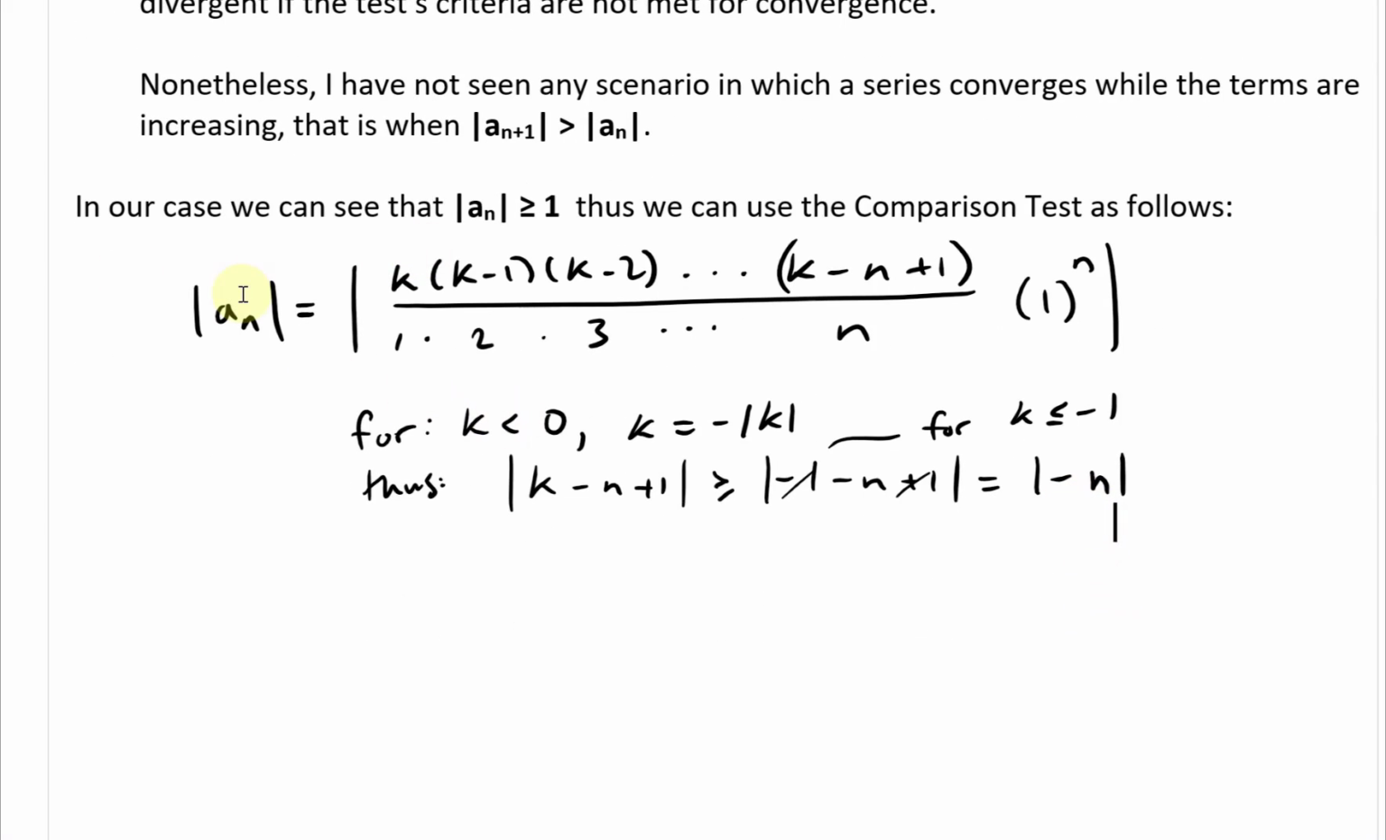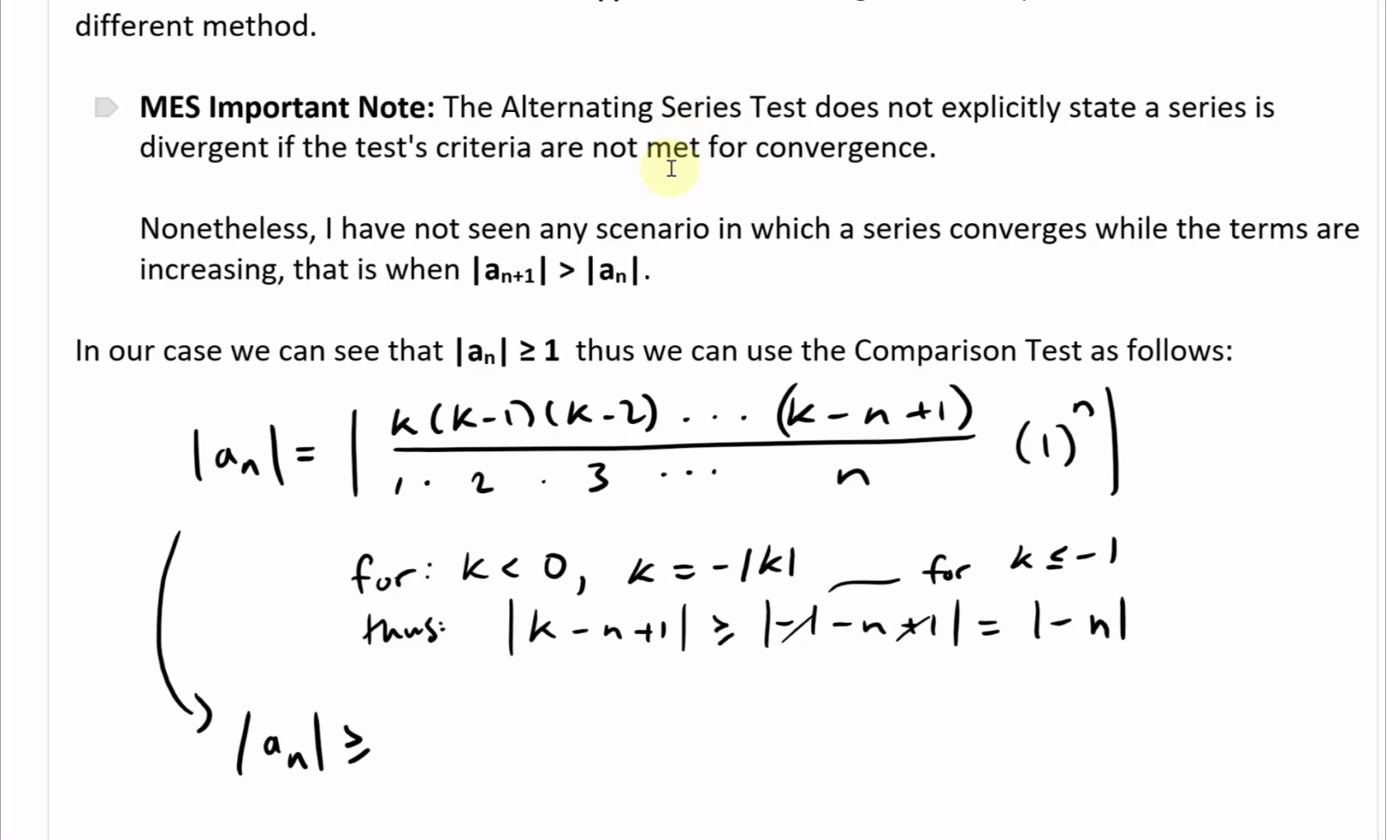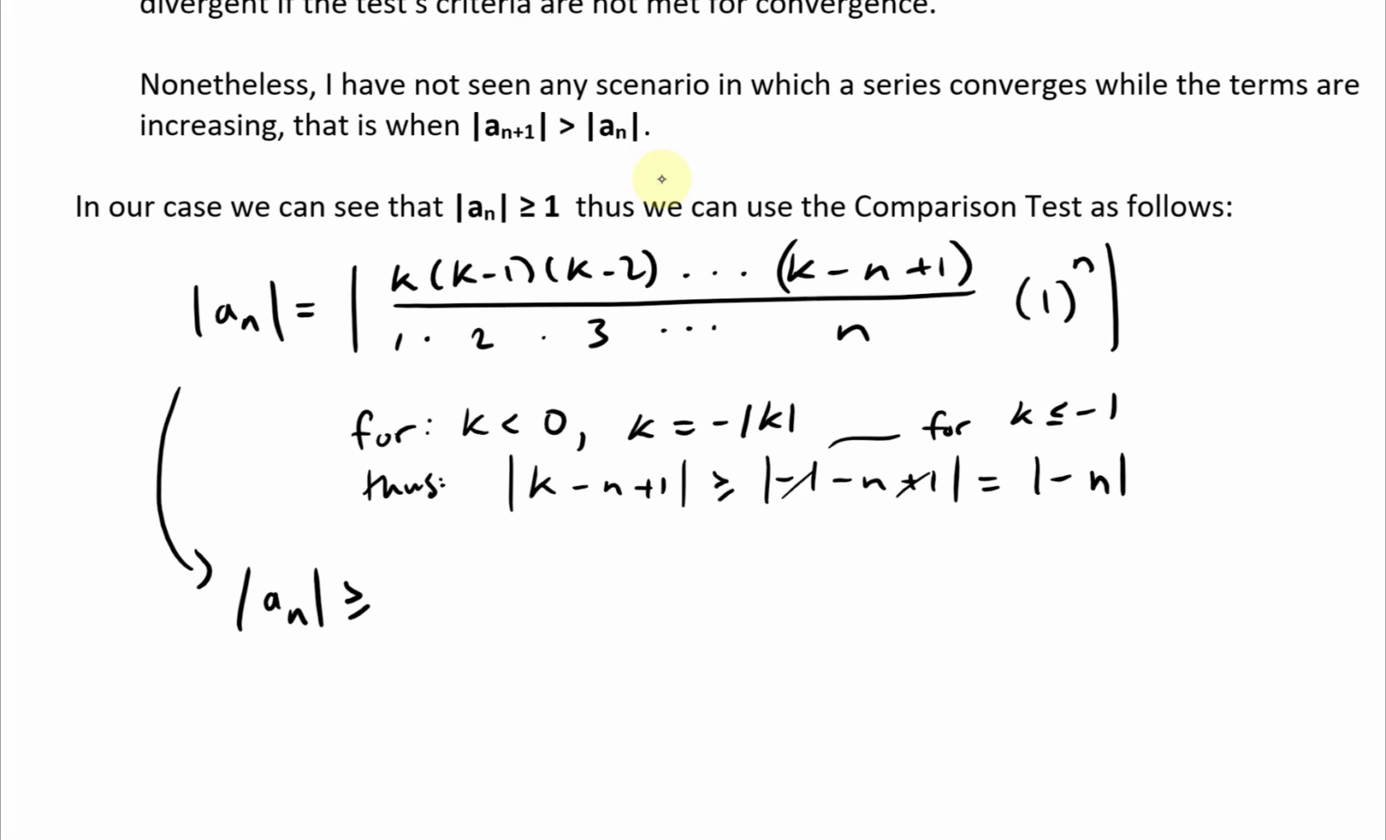Because all that matters is the absolute value, we're looking at this absolute value. So again, I'm doing all this work just for completeness, because the alternating series test does not state that it is divergent if it's not met, but it's obviously going to be divergent. So this is going to be greater than when k is equal to negative 1. Negative 1 minus 1 is negative 2, this would be negative 3, dot, dot, dot, all the way until k, where negative 1 minus n plus 1 is negative n, and this one power of n just vanishes.